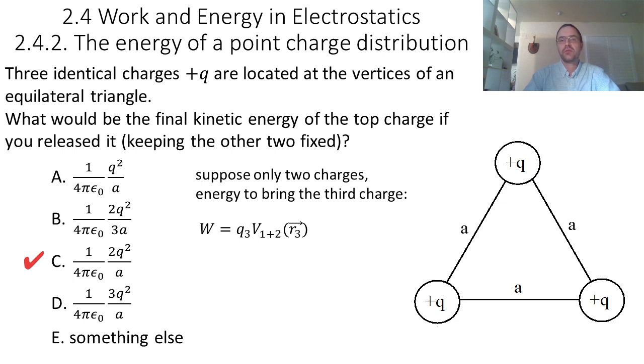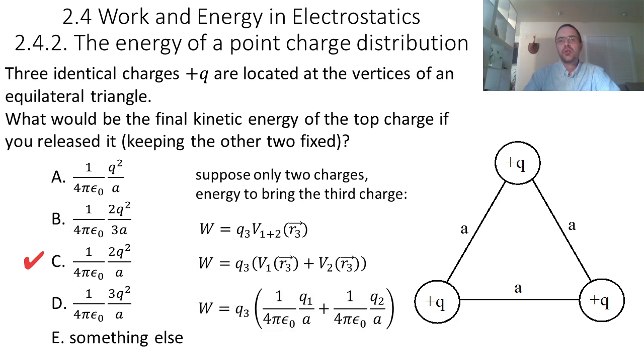The potential follows the principle of superposition. It will be the potential from the charge Q1 plus the potential from the charge Q2. That is 1 over 4 pi epsilon naught Q1 over A plus 1 over 4 pi epsilon naught Q2 over A. And since all the charges are plus Q, you get the answer C, 1 over 4 pi epsilon naught 2Q squared over A.